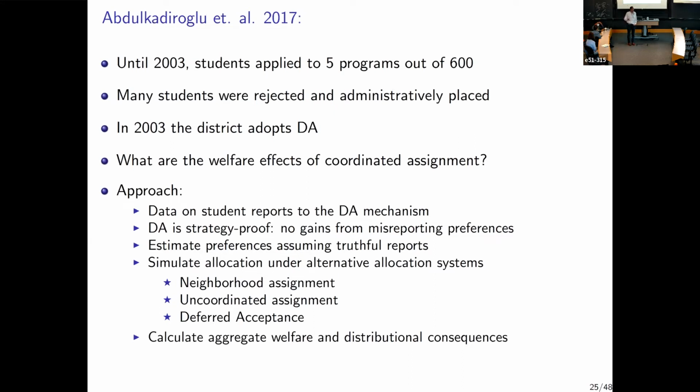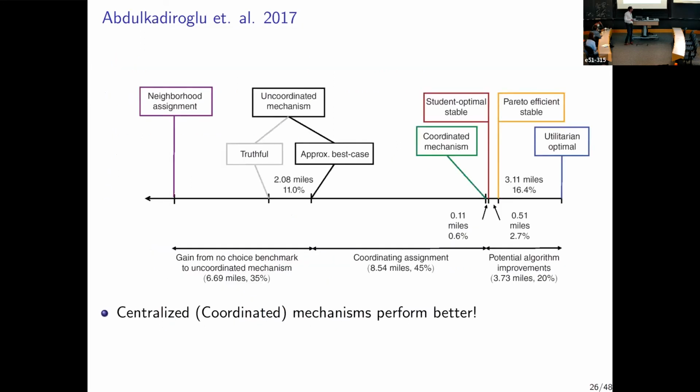Okay, let's aggregate this, compute aggregate welfare, and figure out who wins and who loses under different mechanisms. So this is the key thing that they find, and this is a very nice picture. I really like it. The key thing that you see is that if you had neighborhood assignment, that's the worst you can do. Why? Because you don't allow people to express their preferences.